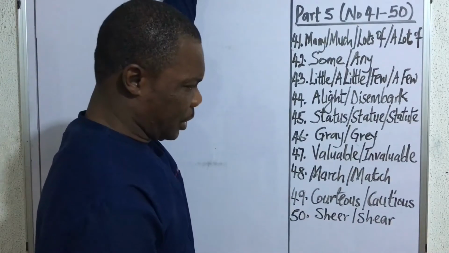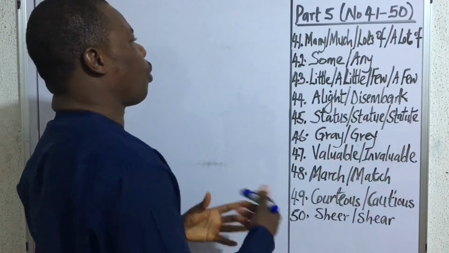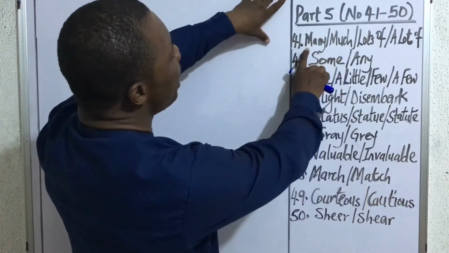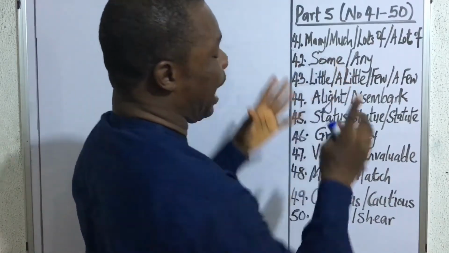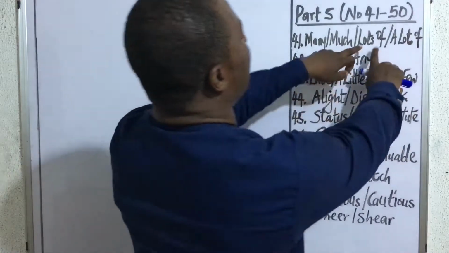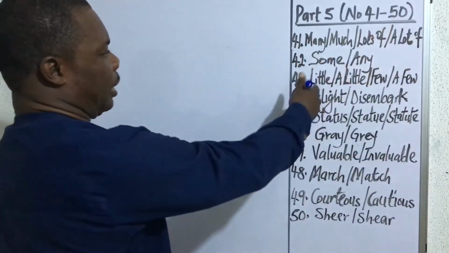Right, like our previous episodes in this video series, we have been considering so many words that are highly conflicting in usage. In other words, words that are commonly misused. You would agree with me that words like many and much are highly conflicting in usage. Same thing goes for words like lots of and a lot of, alright? Some, any, and little, and a few.